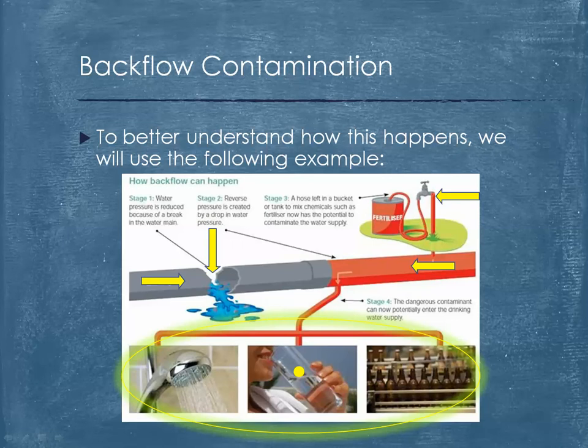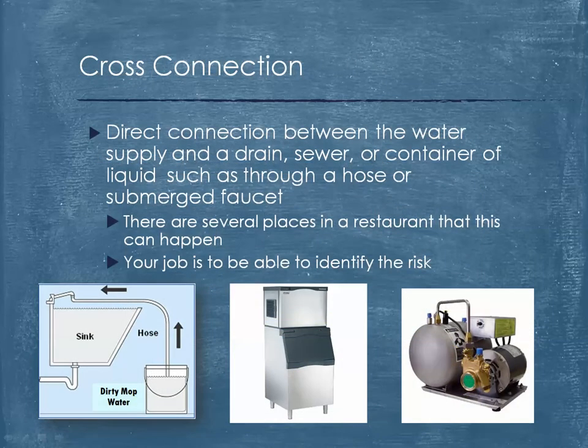This hose connection is known as a cross connection. A cross-connection is a direct connection between the water supply and a drain, sewer, or hose connection. Within a restaurant, there are several places where this can occur. A hose connected to a sink is a common place to observe this in a restaurant. Other sources of cross-connection can be found in the sink drain, ice machine drain line, and the carbonator at the beverage dispenser. Your job is to be able to identify these risks, alert the manager to the risk, and deviate for it on the FSCC report.